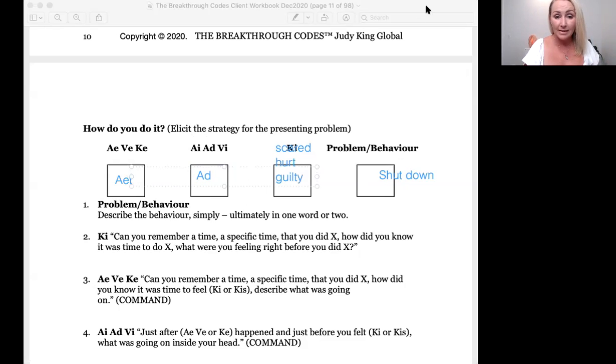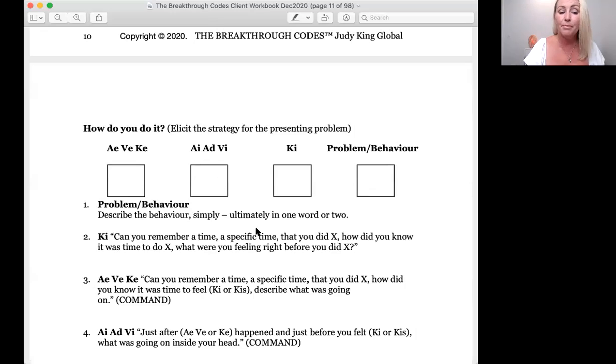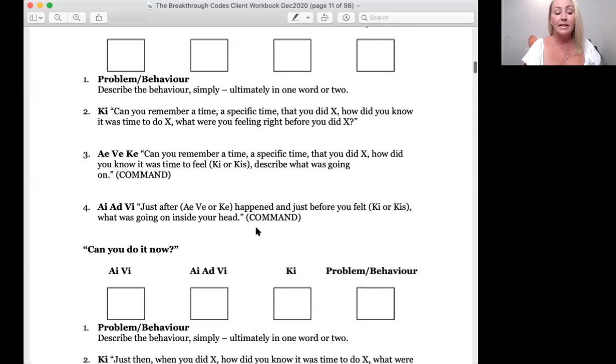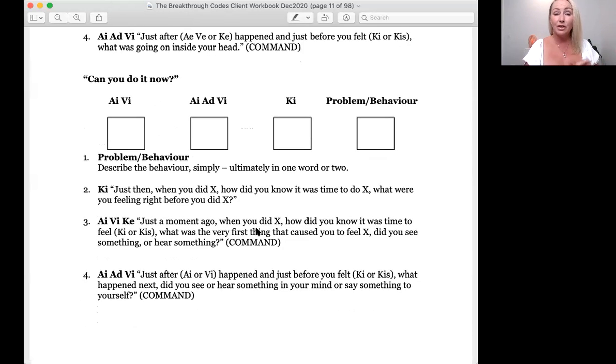So now we have the strategy for the presenting problem. Next, we see if they can do it now. Can you do the shutdown now? Let them try it on. And they'll say yes. If you can, it's great. It doesn't matter: if you can do it, amazing, and if you can't, that's amazing too.